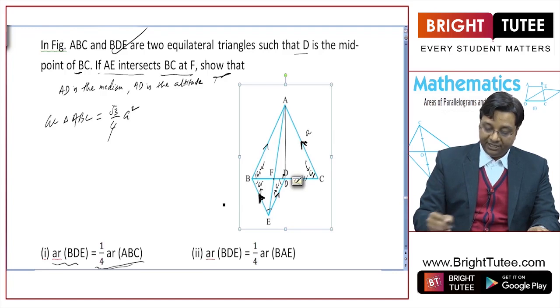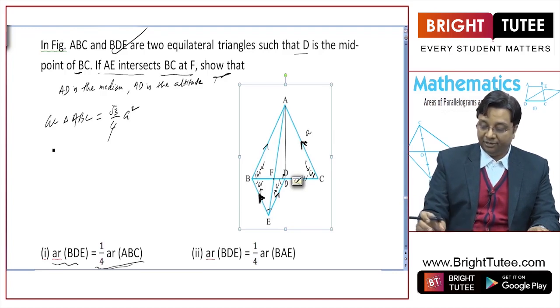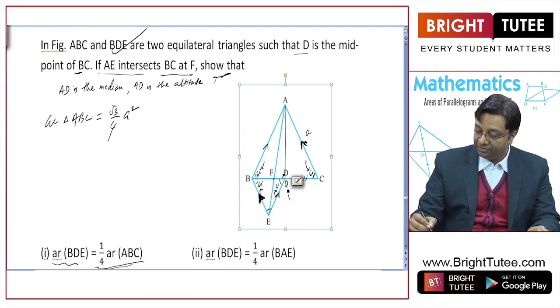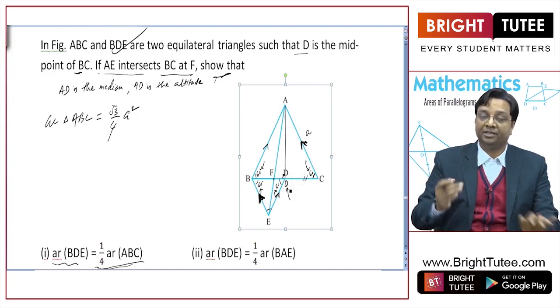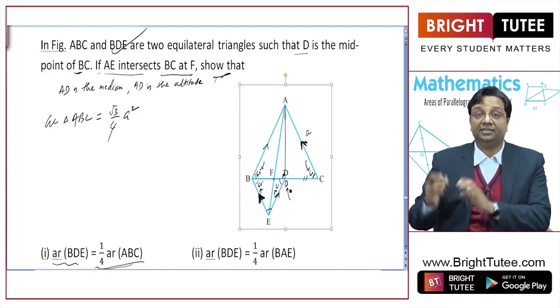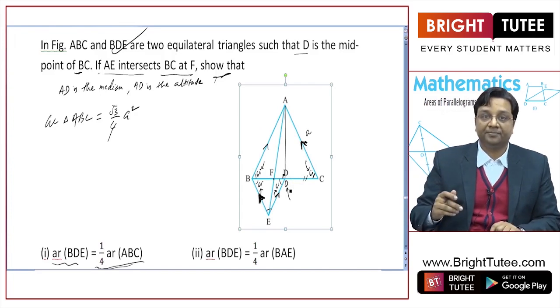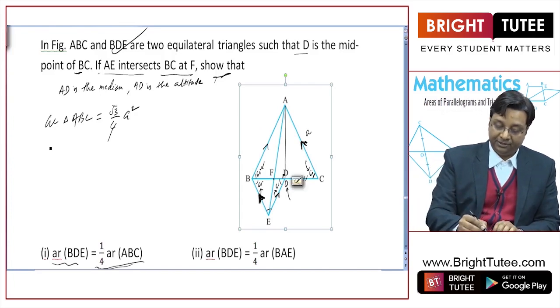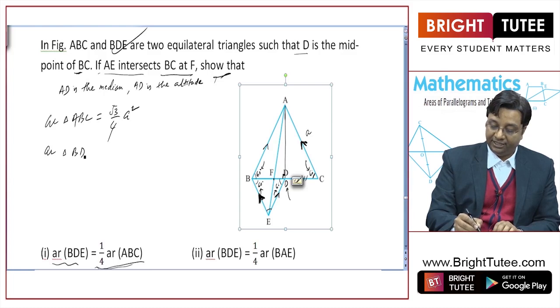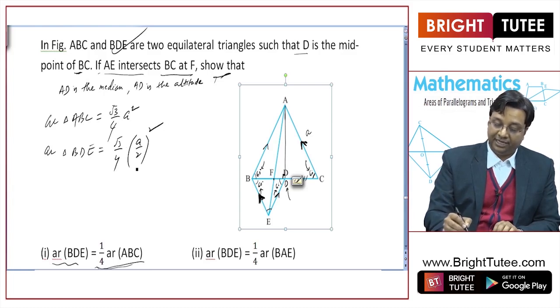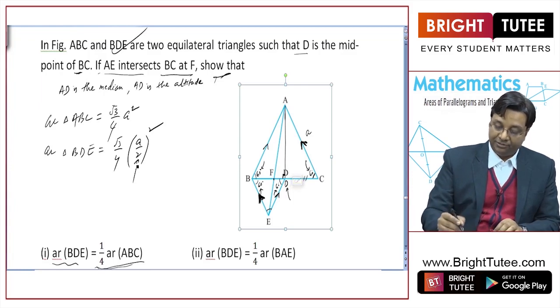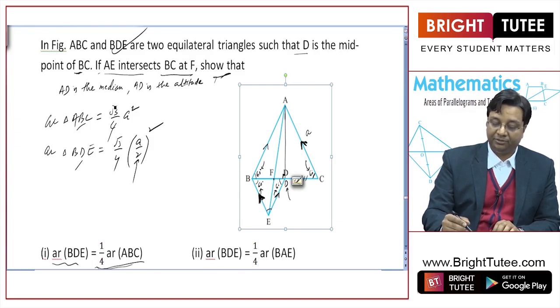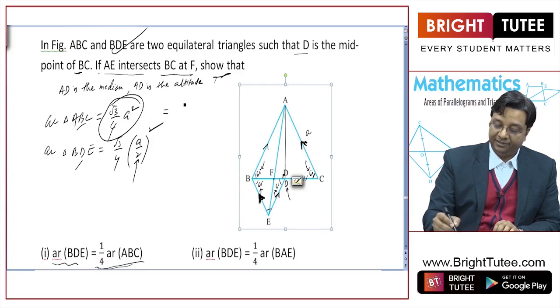Now, triangle BDE has got half the side of triangle ABC because D is given as midpoint. So, BD is half of BC. So, every side of triangle BDE is half of the sides of ABC, right? So, area of triangle BDE will be root 3 by 4 (a by 2, which is the side of triangle BDE) squared. If you compare these areas, you cannot compare root 3 by 4 because it is there in both the triangles. Or let me write this as A, capital A.